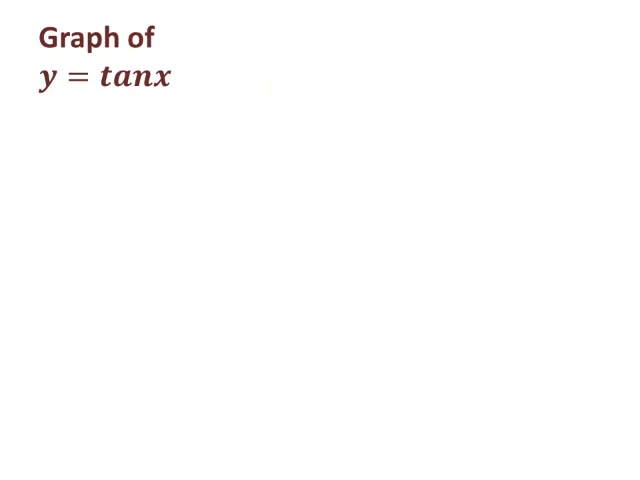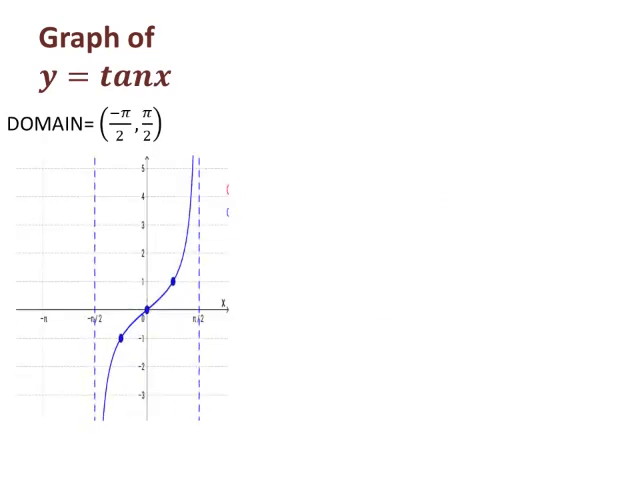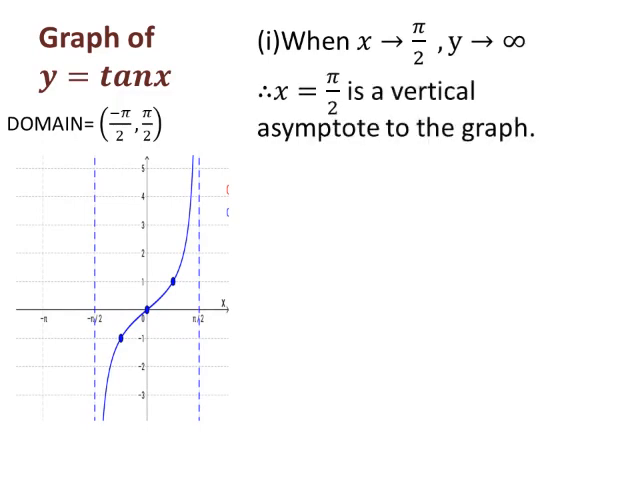Now the next one, graph of y equal to tan x. The domain is minus pi by 2, pi by 2. Here we have the graph. First subdivision, when x tends to pi by 2, y tends to infinity. That is, when we replace x by pi by 2, what we'll get here? Tan 90 is infinity. So the y value becomes infinity.